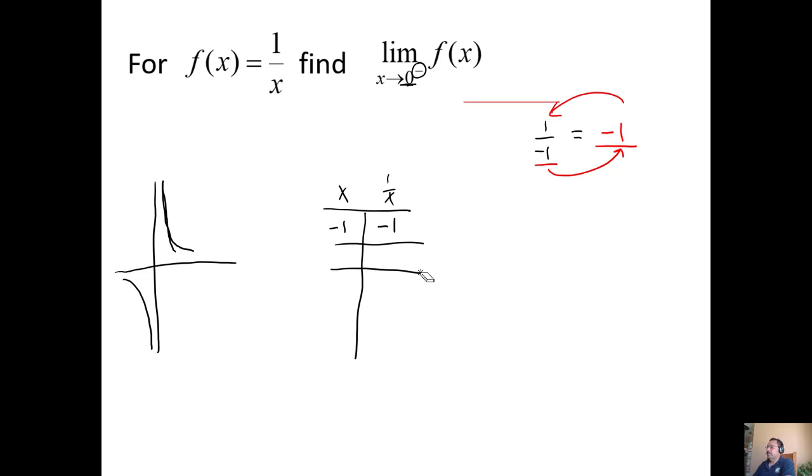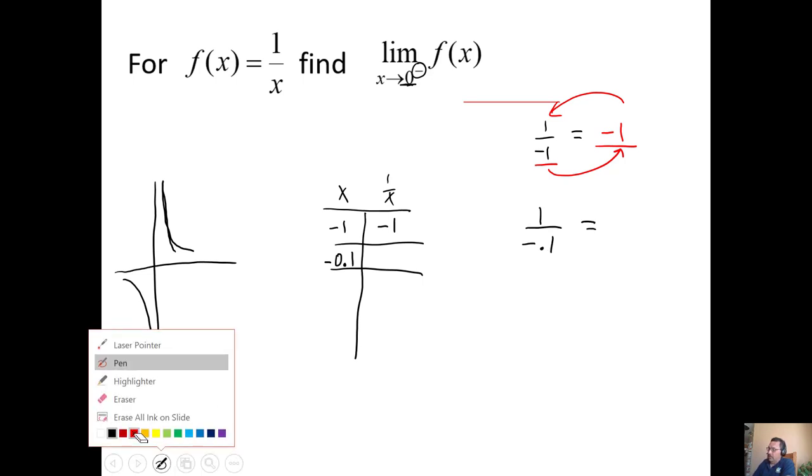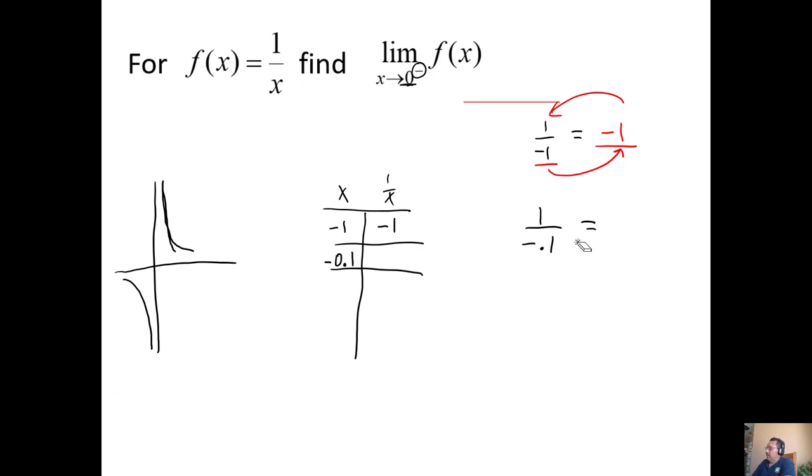But we want to get closer to 0. So we'll do negative 1/10. And again, 1 divided by negative 1/10. What you are asking is, what do I multiply negative 1/10 by to get a y value of 1? So it's 10. 10 times 1/10, the tens would cancel out, but we would have a negative and a positive, and we'd end up with a negative. So it's got to be negative 10. You can check that because if you multiply this one times this one, you get that one. And so your answer is negative 10.